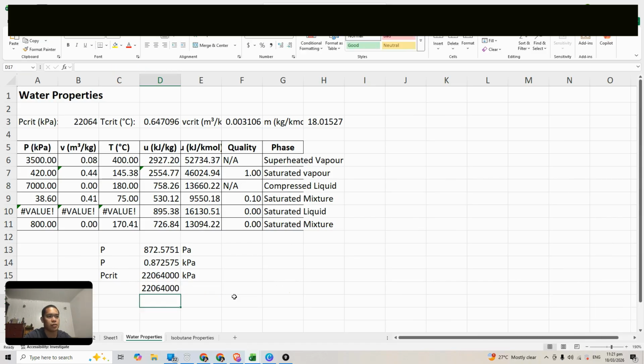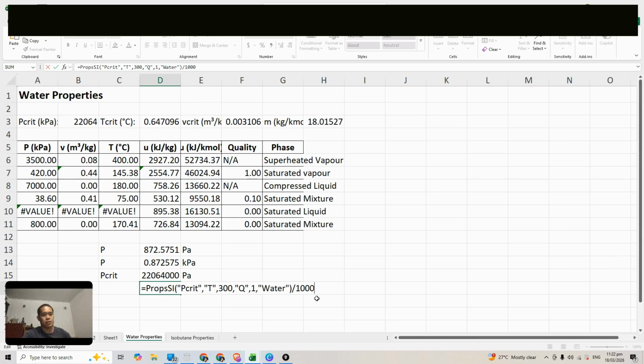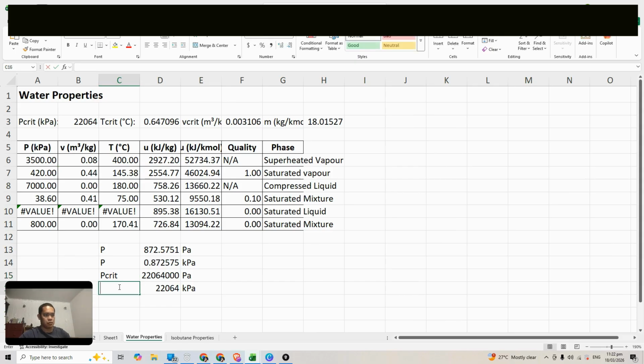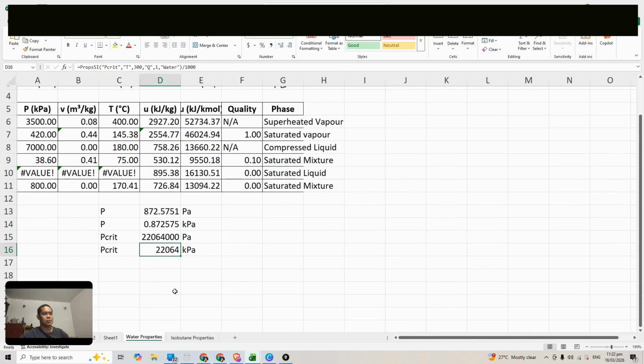Yeah, there we go. Can you see it? So now we want this in kPa. Let's just change it to Pa for now. And we want this one in kPa, so it's going to be divided by 1000 to derive the kilo unit. Now this is our critical pressure for water. So that's the same as this one. See? So that's the basics of CoolProp's PropsSI.